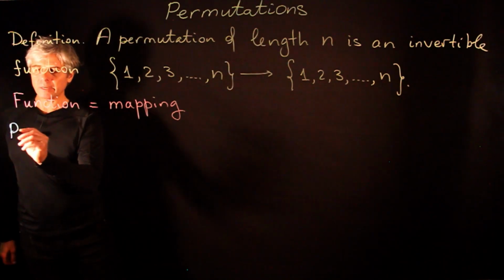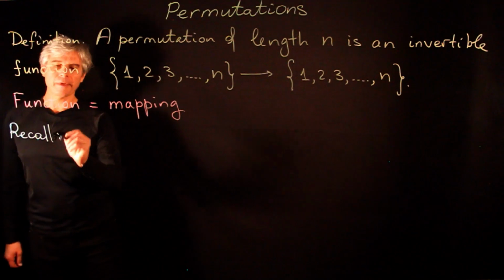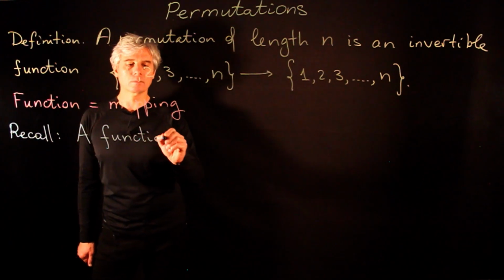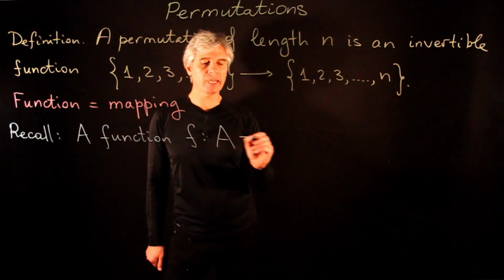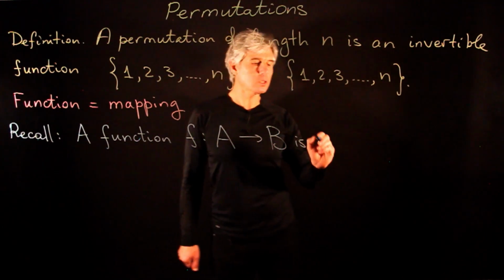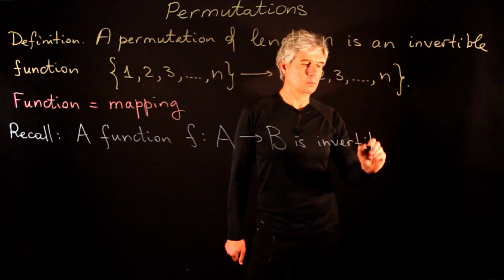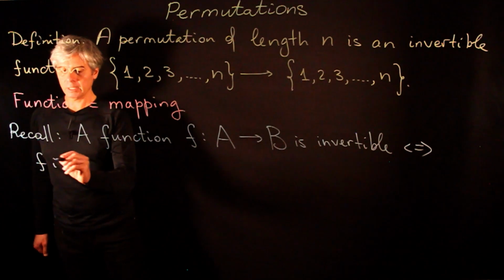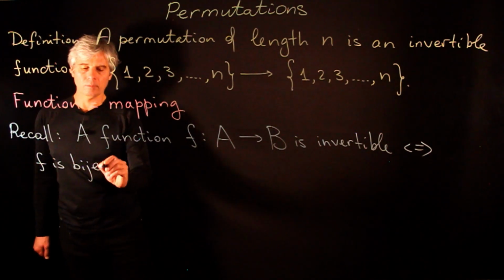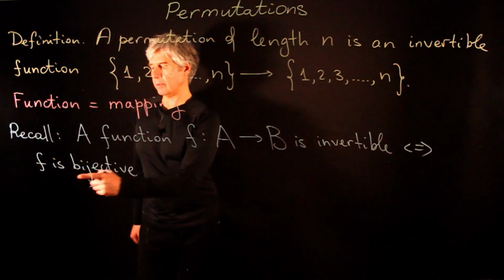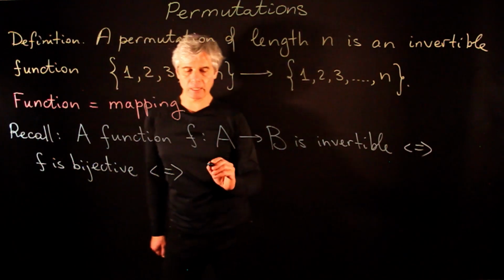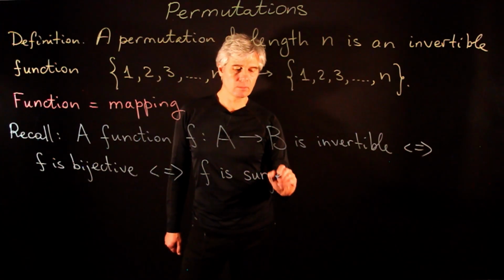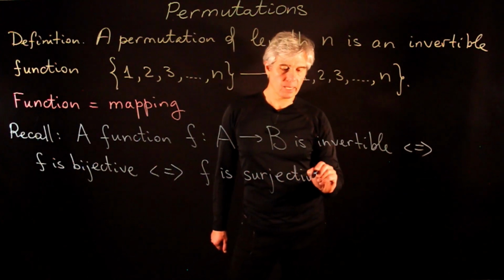And so let us recall that a function f from some set A to B is invertible if and only if f is bijective. And the word bijective means that f is simultaneously surjective and injective.